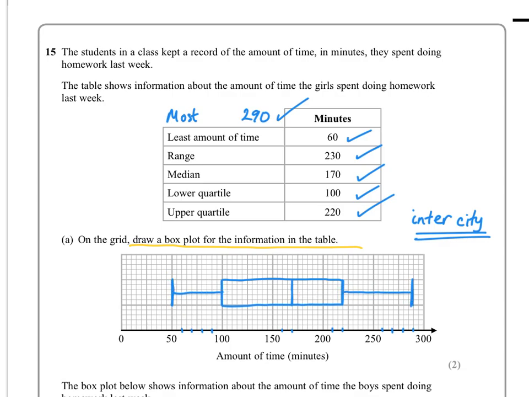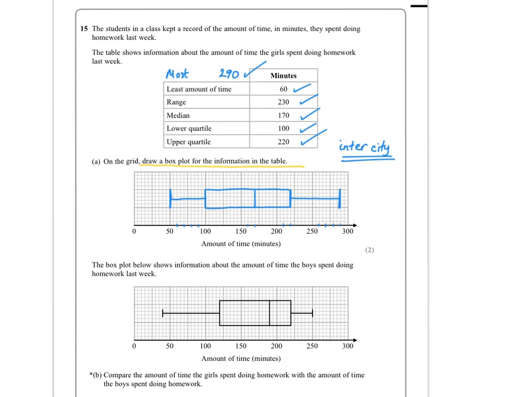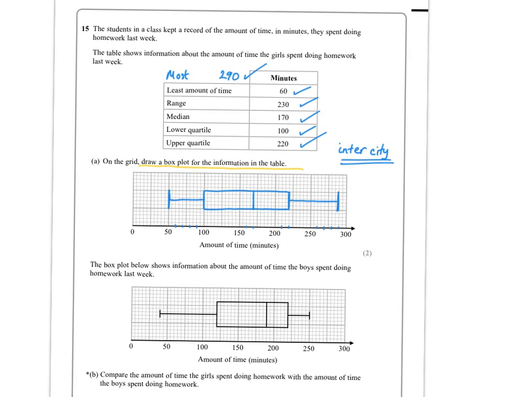Okay, so you have the least, the greatest, the lower quartile, the upper quartile, the median, and this data here represents the interquartile range, which is 50% of your data. So what is it asking next? It says, the box plot below shows information about the amount of time the boys spent doing homework last week. So compare the amount of time the girls spent doing homework with the amount of time the boys spent. So let's have a look.